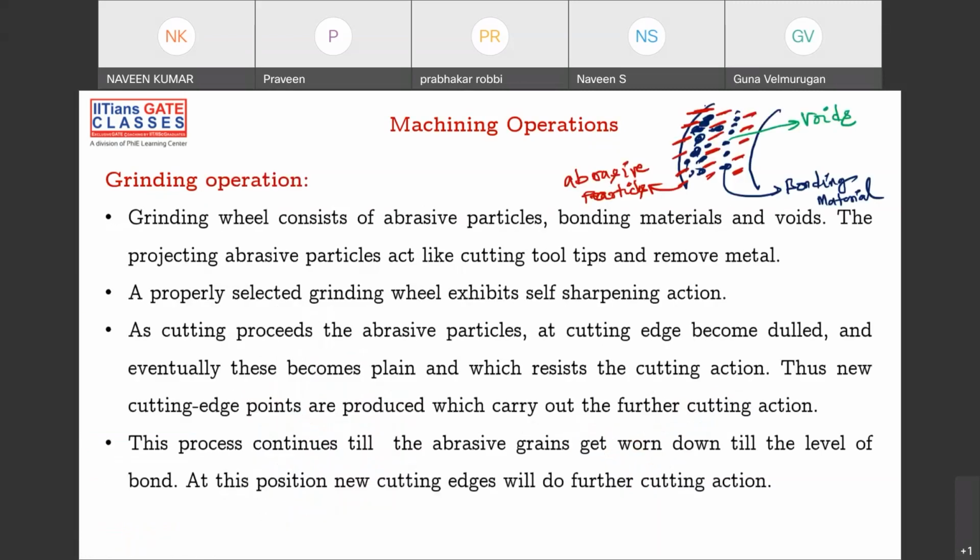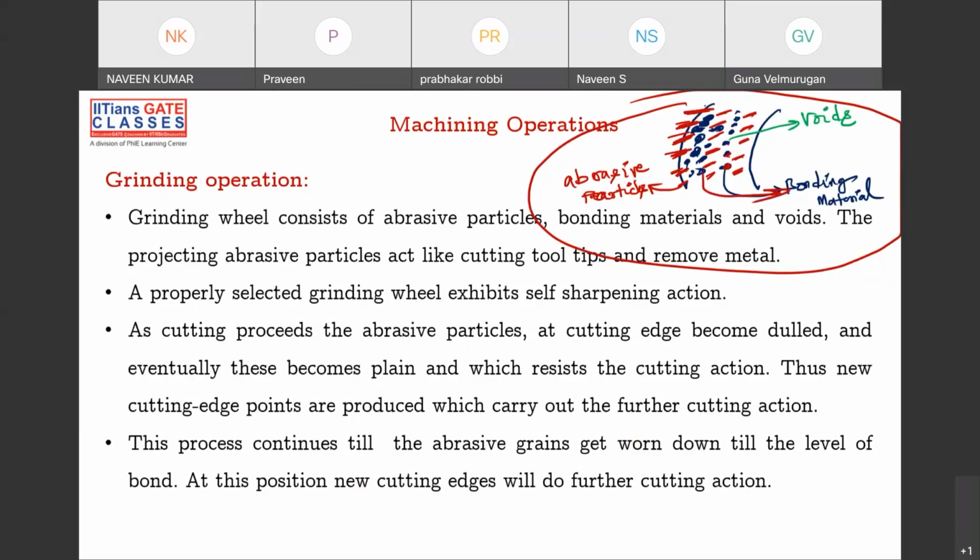Next, this is what the grinding operation is. I'll explain this with this picture here. What is happening actually? These red colored ones are your abrasives. These are the particles which are removing your workpiece material in the form of small, powdered chips. While making the grinding wheel, these abrasive particles are mixed with bonding material, which is in blue color.